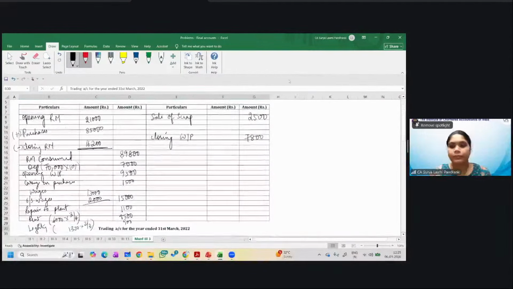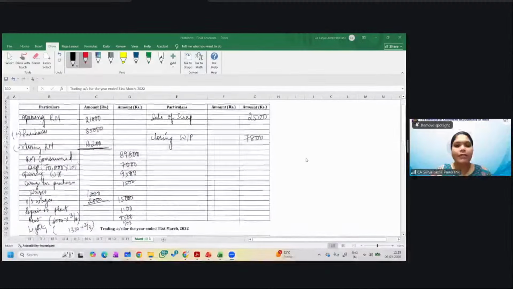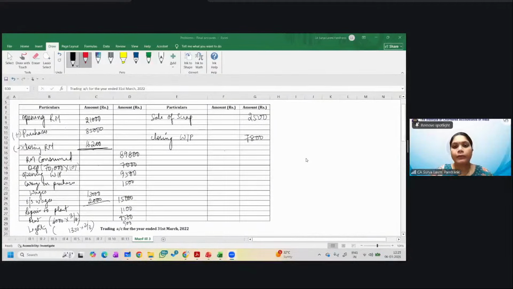Okay. Now calculate the balancing figure. Calculate the balancing figure. Is it on the debit side or credit side? Calculate that also.